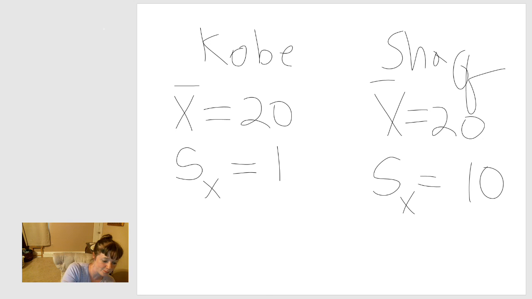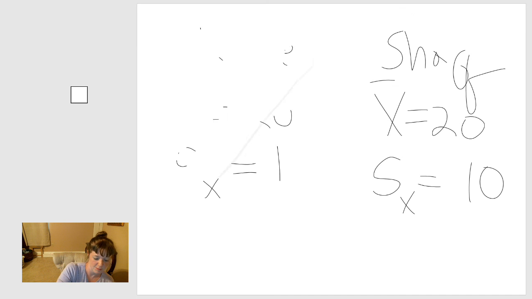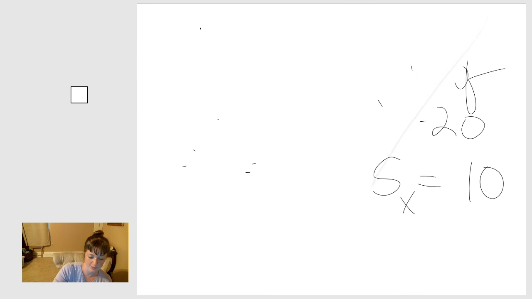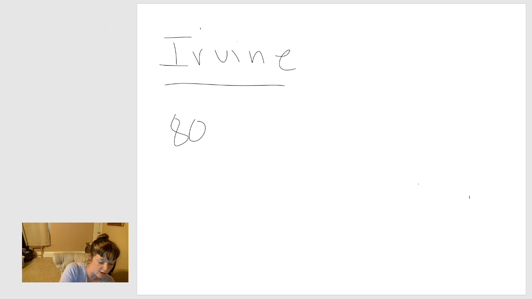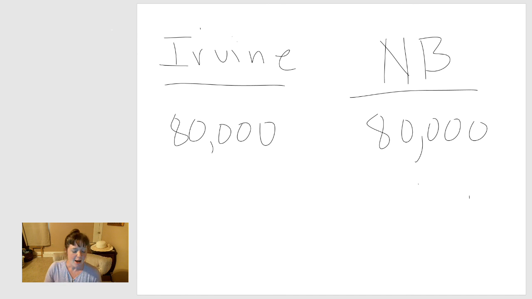I'll give you a different example. Let's talk about 2 different cities. Let's say city 1, let's call it Irvine. Let's say the average income in Irvine is $80,000 a year because they're just rich down there in Orange County. And let's say Newport Beach, which is another Orange County city, also has an average of $80,000. Right? But now I tell you about the standard deviation.